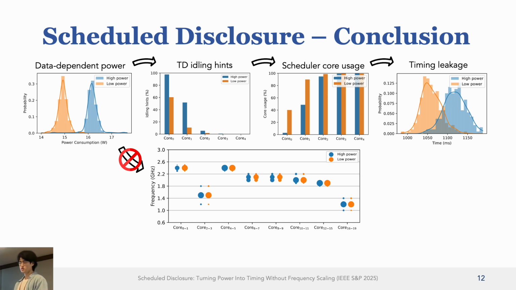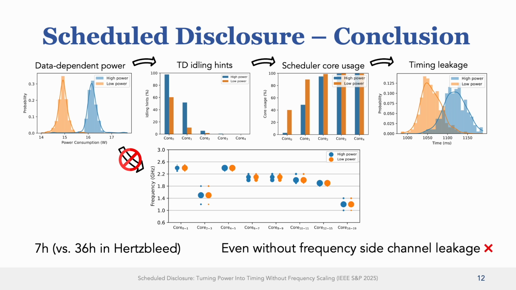In this work, we introduced a new class of side channel attacks called schedule disclosure that turns power side channel attacks into remote timing attacks without frequency scaling. As Hertzbleed, our attack shows that analog level leakage is in scope when considering timing attacks, and this cannot be mitigated through constant time code. However, our attack is 5 times faster than what Hertzbleed has shown on older x86 processors and works in the absence of frequency side channel leakage. Therefore, future mitigations should consider all sources of leakage that turn power into timing, not just the frequency side channel leakage.